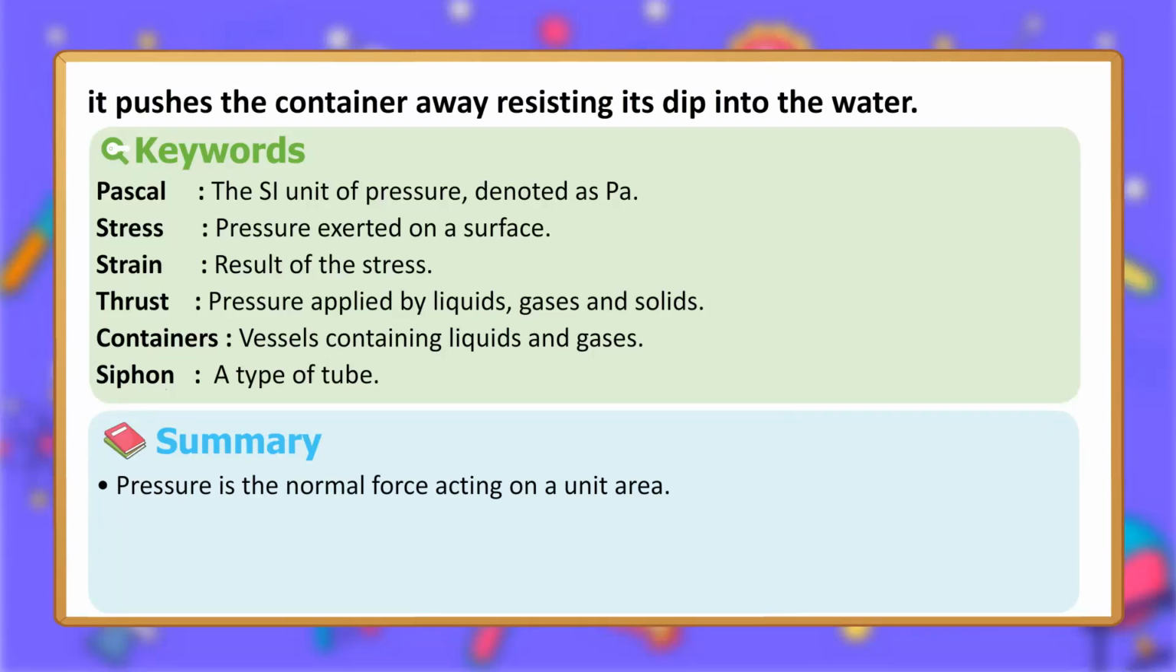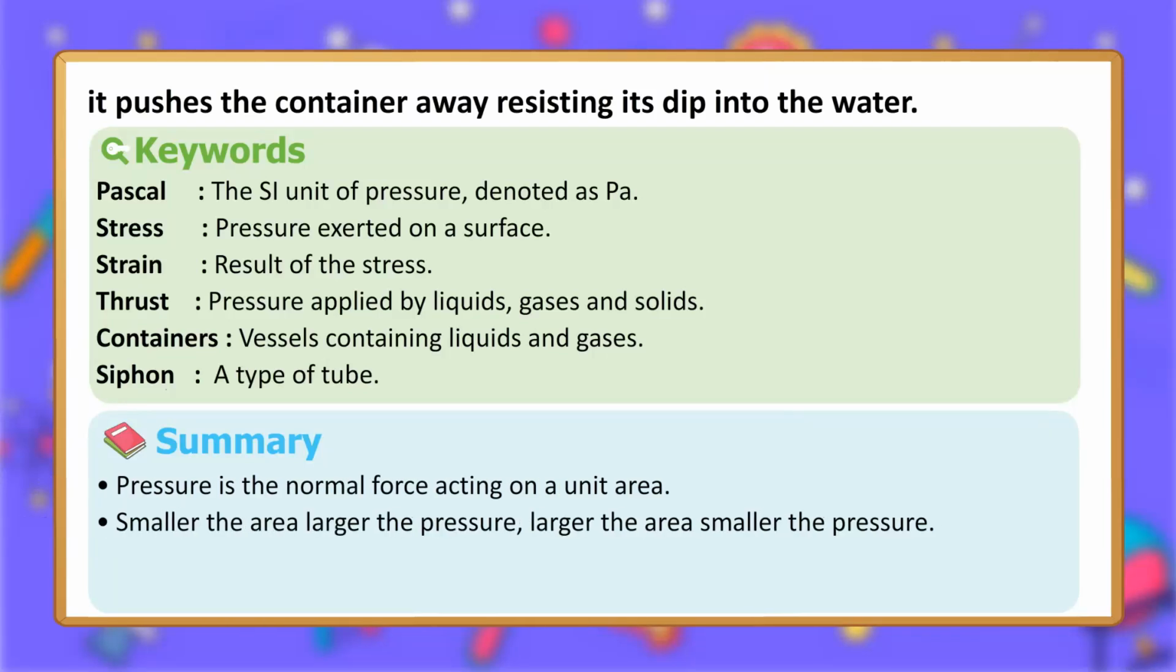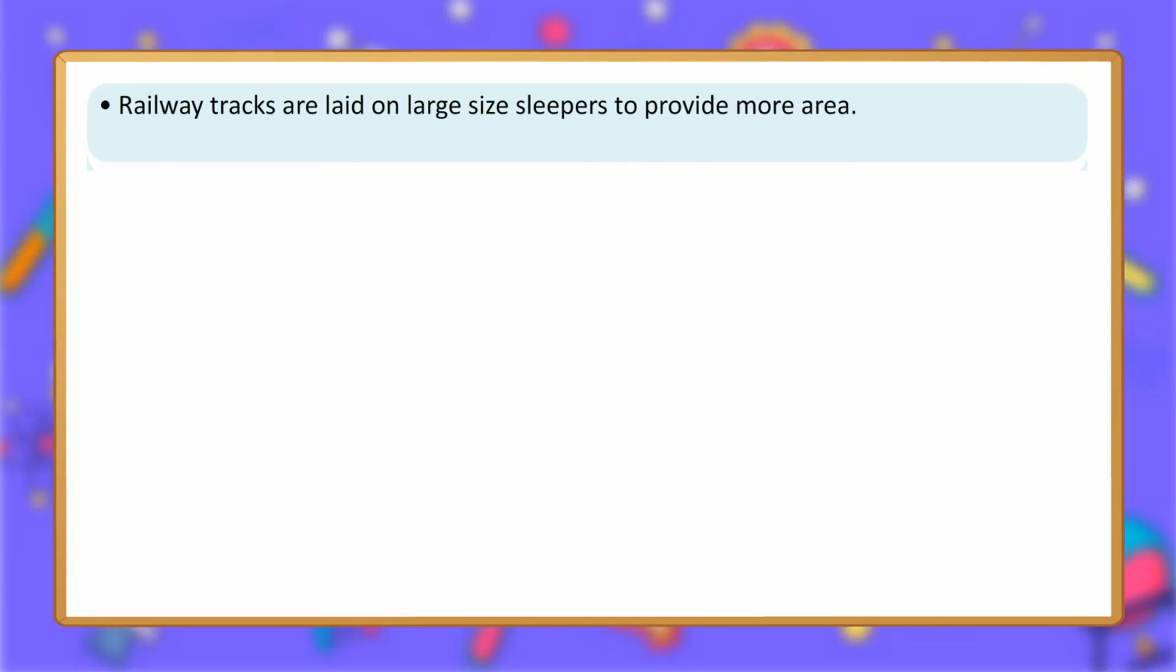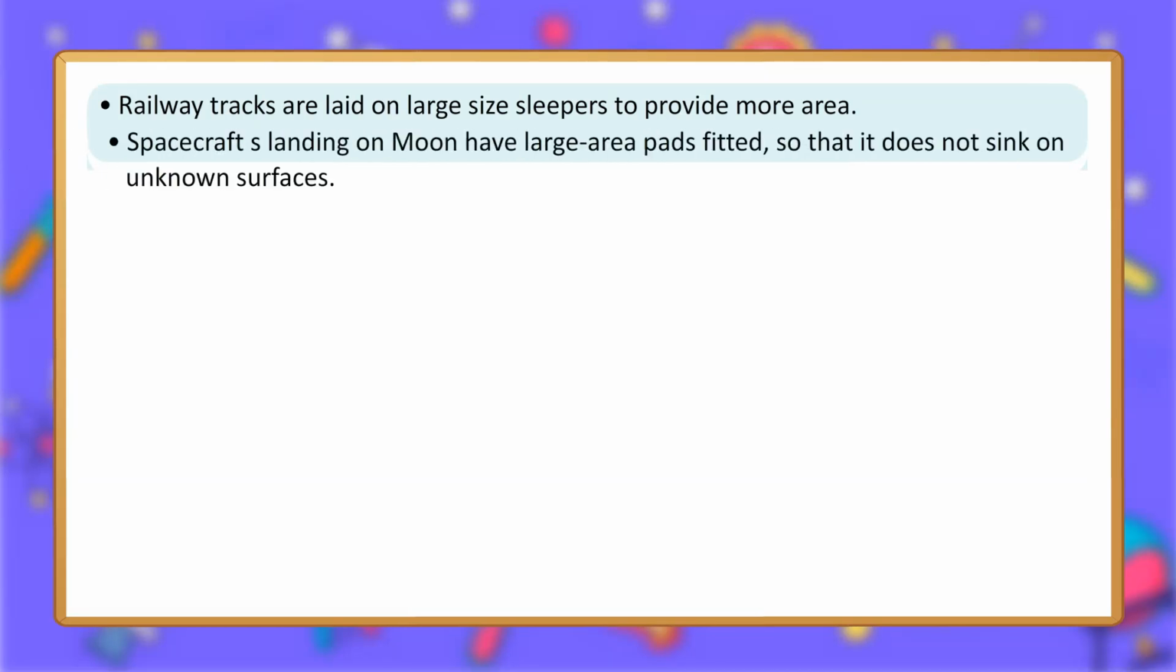Summary. Pressure is the normal force acting on a unit area. Smaller the area, larger the pressure. Larger the area, smaller the pressure. Pressure plays an important role in our daily life. Sharp knife cuts easily because it has smaller area on cutting edge. Railway tracks are laid on large-sized sleepers to provide more area.